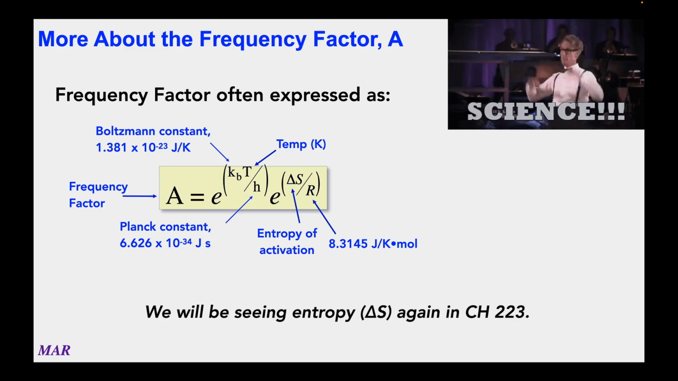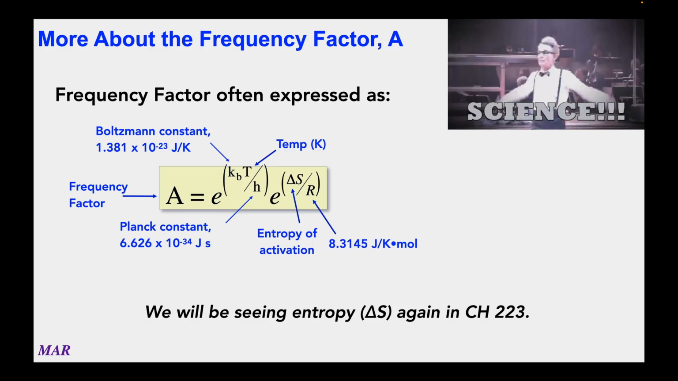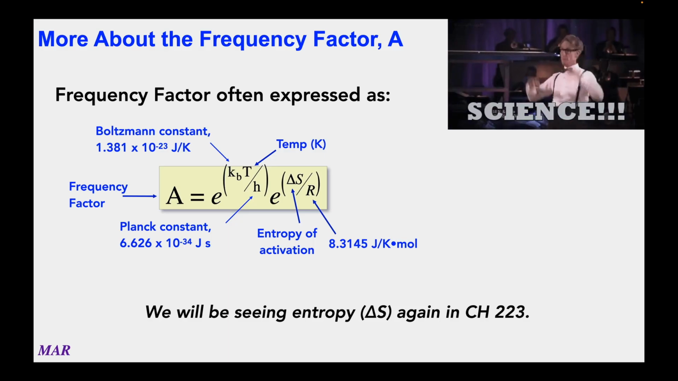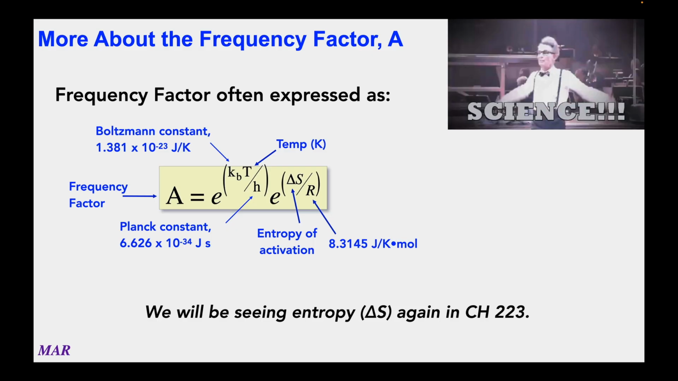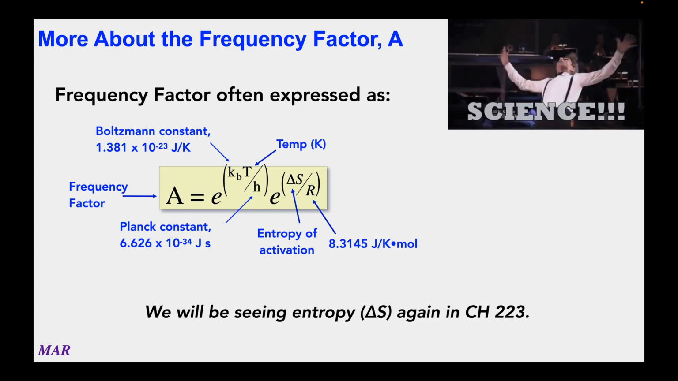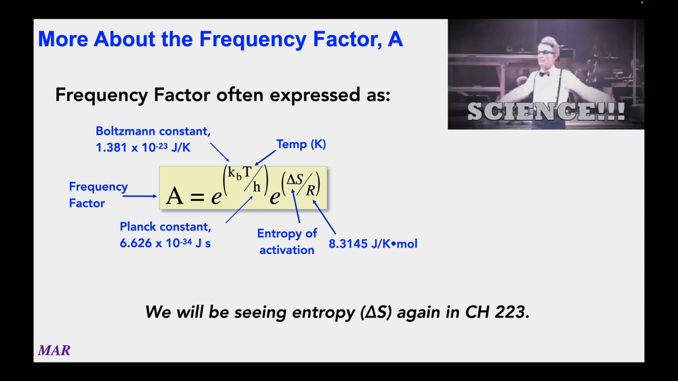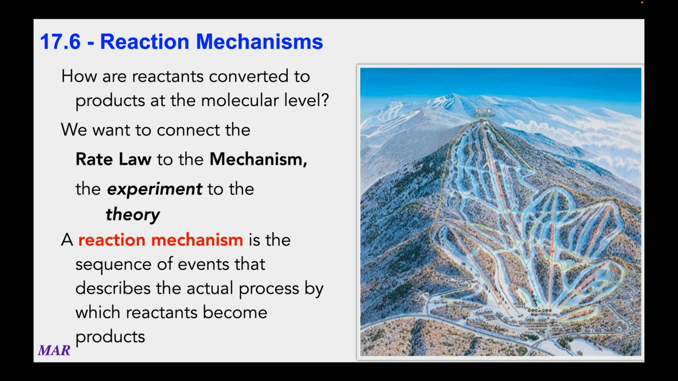We'll be seeing delta S again, definitely. In Chem 223, we're going to hit entropy big time. Entropy is pretty cool, but for right now, just realize there is a use for the A. In Chem 222, I might ask you to calculate the value of A, but we won't be interpreting it in terms of entropy of activation or anything like that. A question that chemists will ask themselves is, how do the reactants go to products at the molecular level?